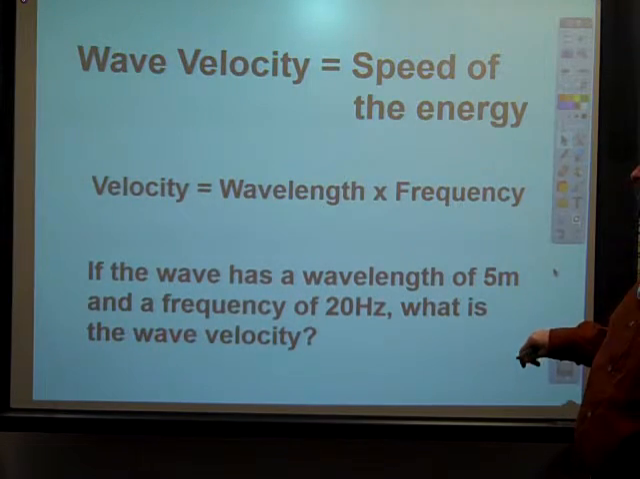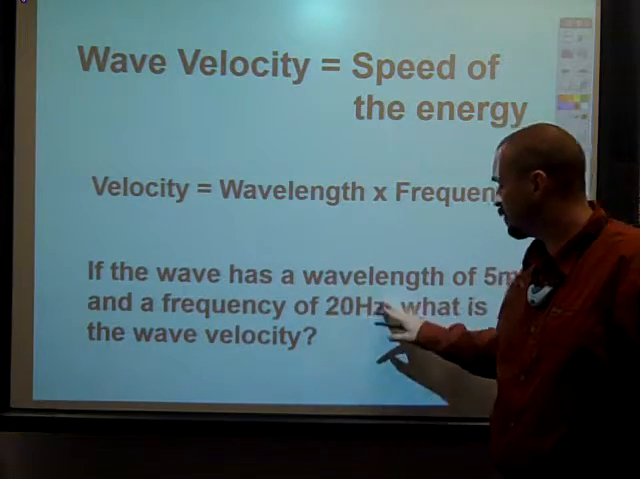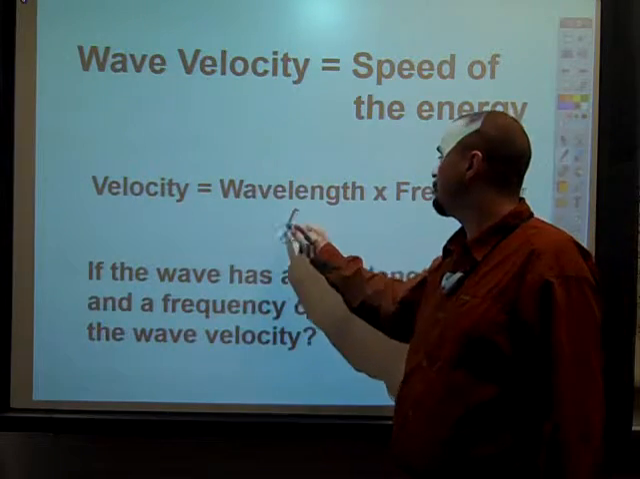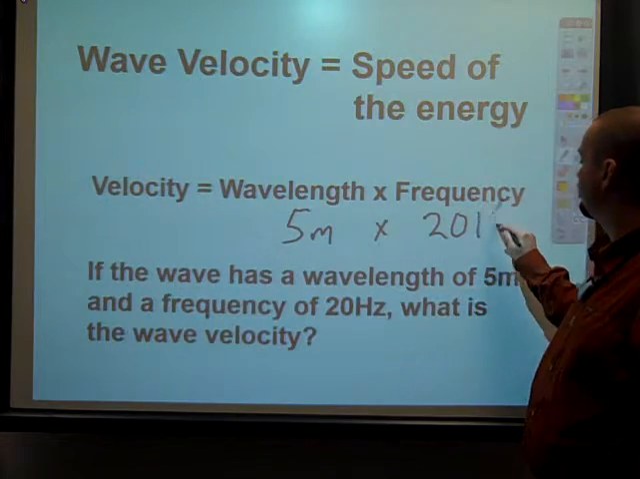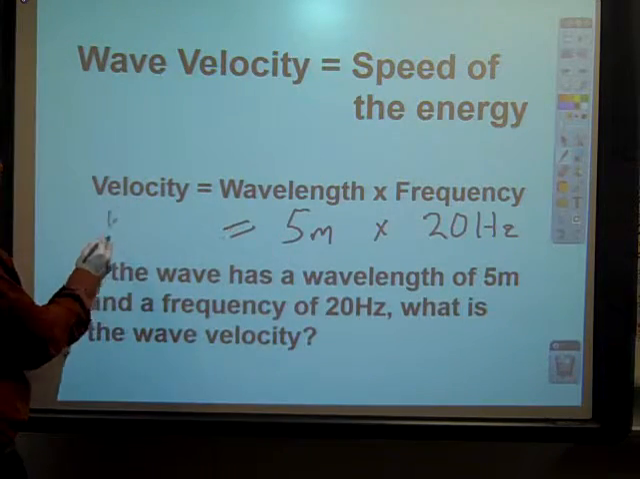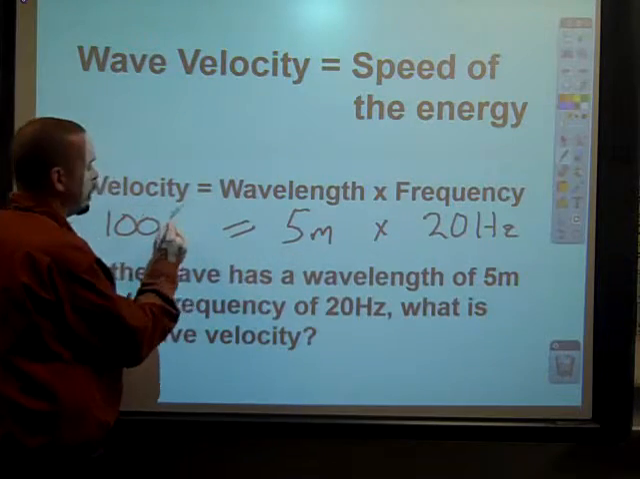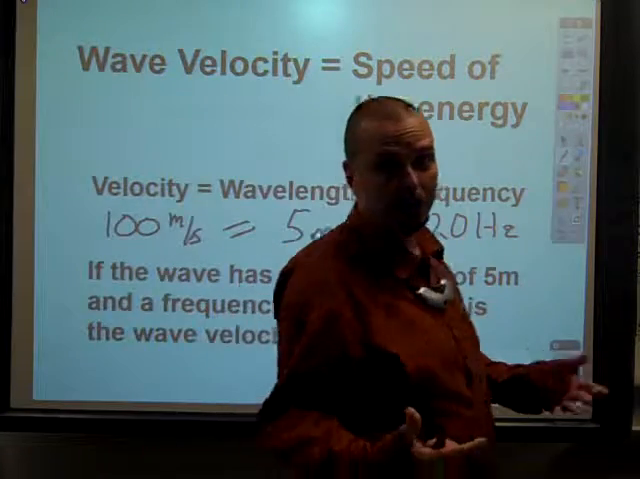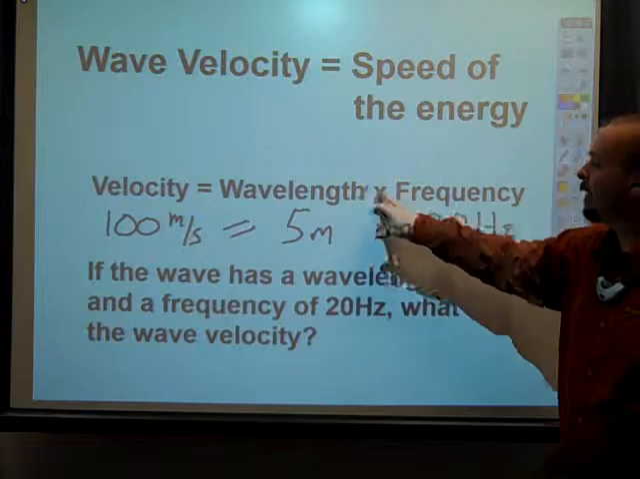So if you see a question like this: if a wave has a wavelength of 5 meters and a frequency of 20 hertz, it asks you for the wave velocity. We will take our wavelength, multiply it by our frequency, and that will give us our velocity: 5 times 20, 100. The unit for velocity, whenever you have meters and hertz, will be meters per second. So we can say that the energy is moving 100 meters per second in this particular wave. Again, just wavelength times frequency.